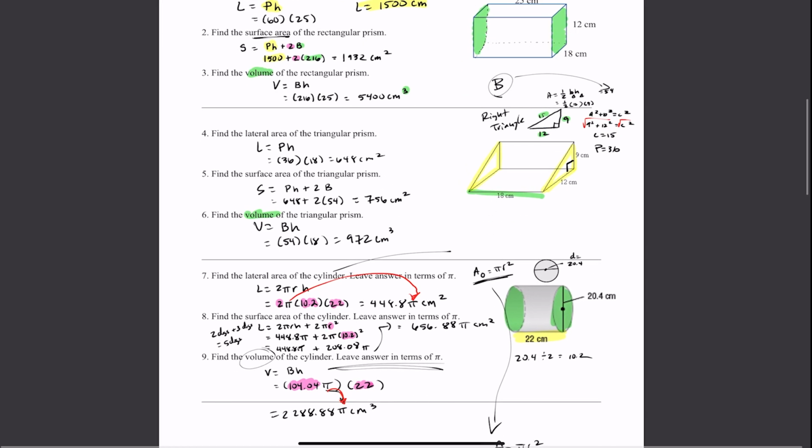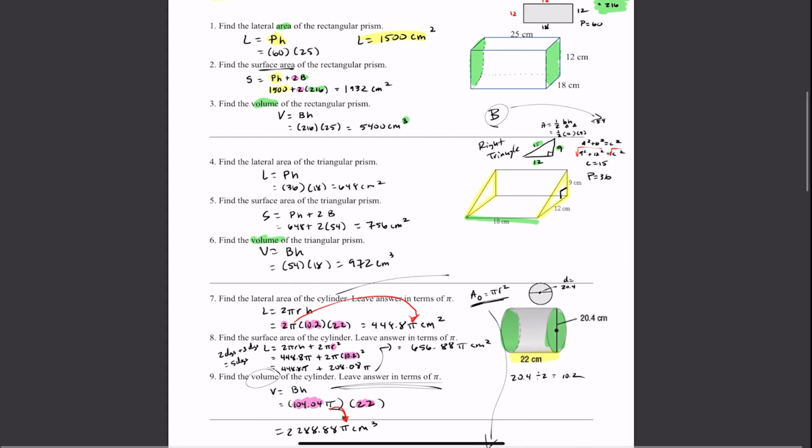All right, that's the first page of the test review. Super exciting. Let's go ahead and take a look at the next page in the next video.